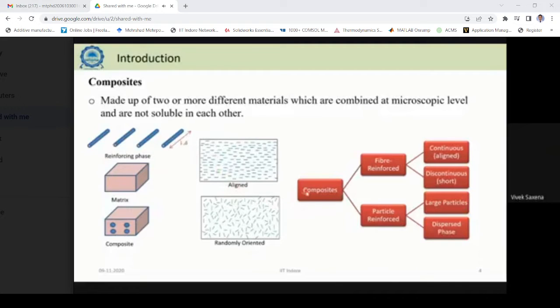Now, the composite materials are classified on the basis of the type of reinforcement. So, the first case is called the fiber reinforced composites, and the second is called the particle reinforced composite, and there are sub classifications as well. In case of fiber reinforced composites, long fibers are used to make the composite, and in case of particle reinforced composites, small particles of very small diameter, up to nanometer level, are used to make the composite materials.